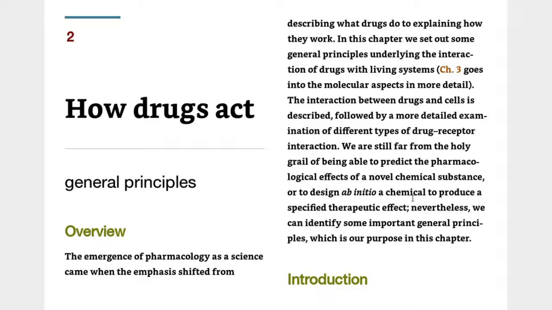of drug receptor interaction. So we are still far from the holy grail of being able to predict the pharmacological effects of a novel chemical substance or to design ab initio a chemical to produce a specific therapeutic effect. Nevertheless, we can identify some important general principles, which is our purpose in this chapter.